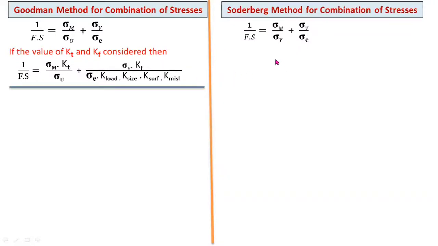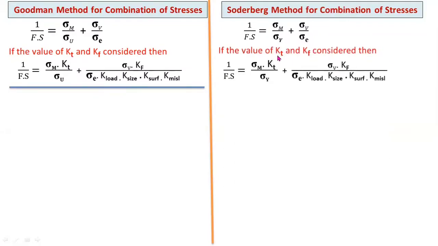In the same way, if you are considering Kt and Kf values for Soderberg method, then 1 by Fs equals sigma m by sigma y into Kt plus sigma v into Kf by sigma e, into load factor into size factor into surface finish factor into miscellaneous factor.